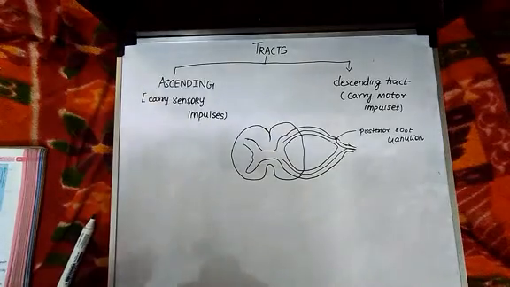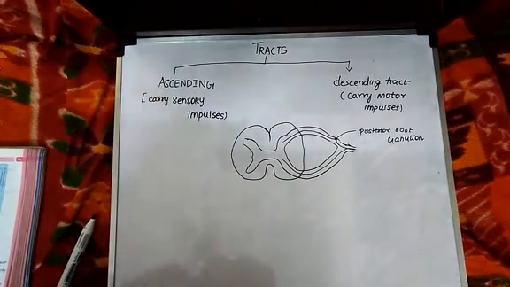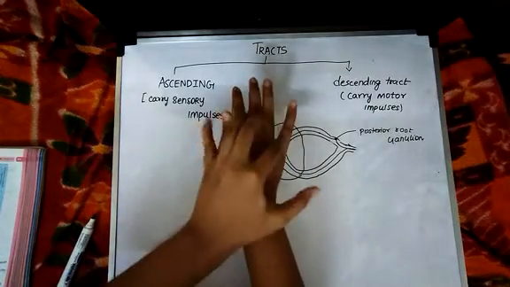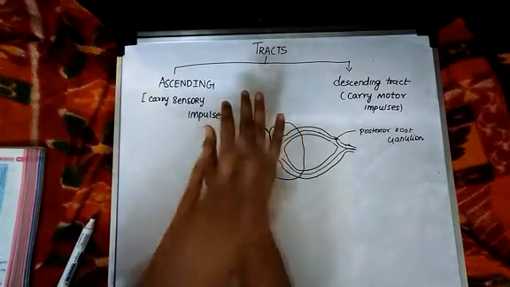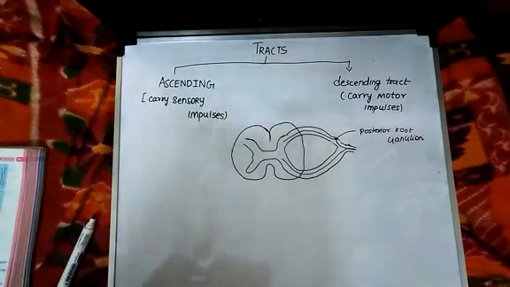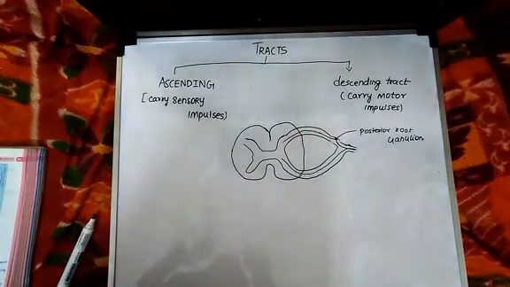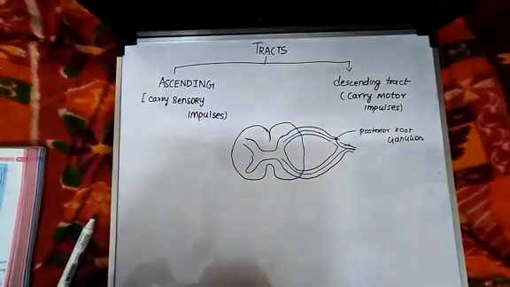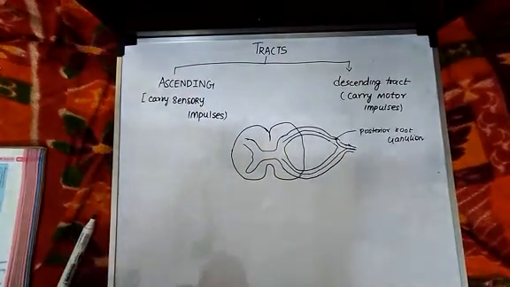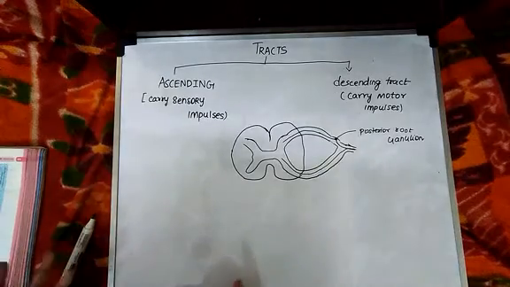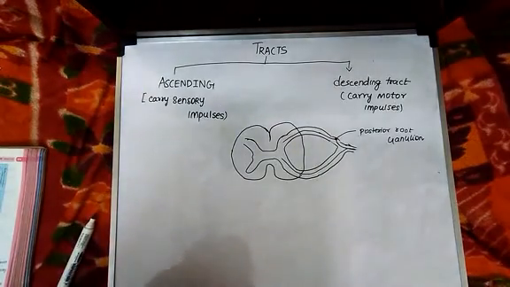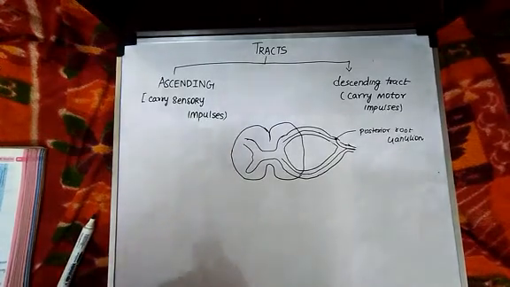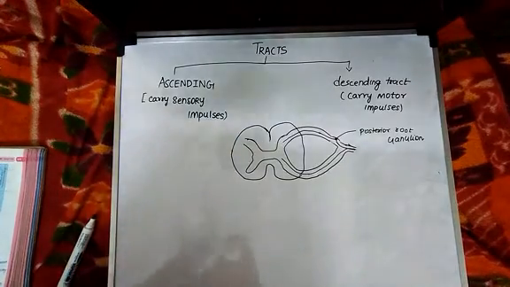So for ascending tract, you should remember it is carrying the sensory impulses. Remember your hand: if you touch anything, the receptors present over here are stimulated, and from here the ascending impulses are carried upward. For descending tract, the impulse has to come from the upper side. So that is descending tract. Ascending tract carries the sensory impulses, and descending tract carries the motor impulses. And once more, you have to know that each sensation has a unique pathway.